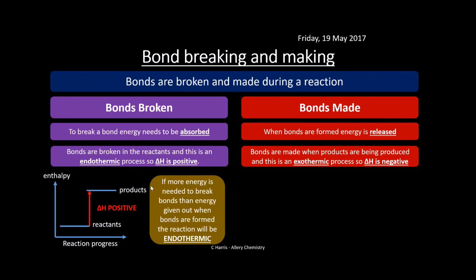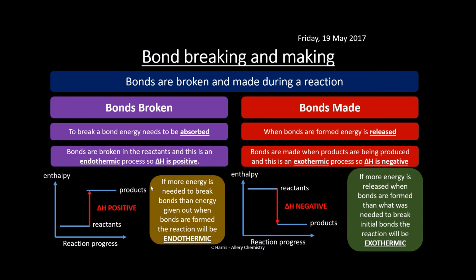Now, bonds made. When bonds are formed, energy is released. The bonds are made when products are produced, and this is an exothermic process. So delta H is negative. And you can see here, here's our reaction profile. Delta H is negative, products obviously lower in energy than reactants, so energy is released. Again, just like before, if more energy is released when bonds are formed than what was needed to break the initial bonds, the reaction will be exothermic overall. You're going to see a calculation example on the next slide showing that.